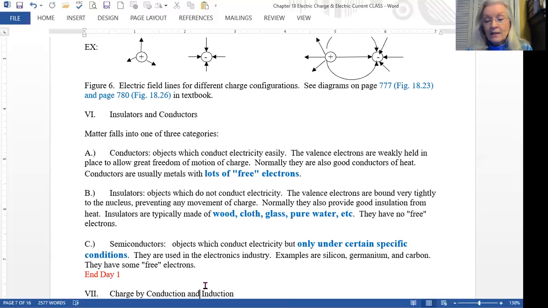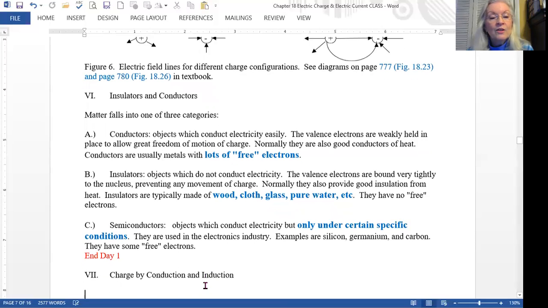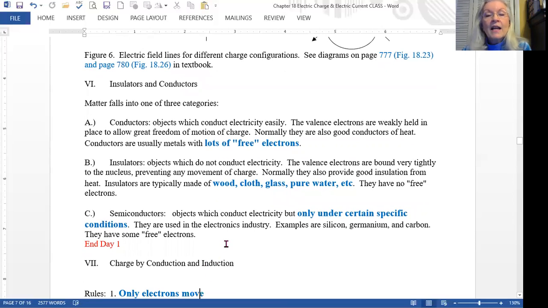And then we have semiconductors. Semiconductors are used in electronics, and they conduct electricity only under certain specific conditions. Silicon, germanium, carbon, they have some free electrons, and you can control which way the electricity moves because of it.